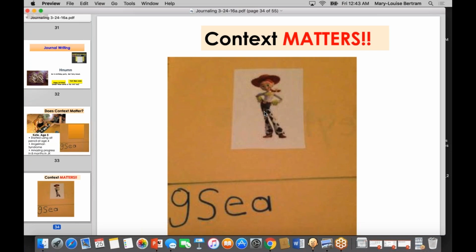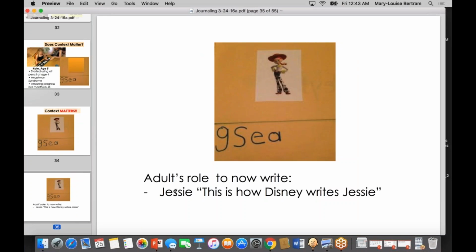So the feedback that we could give here is we could say, oh, look, wow, maybe you've written Jessie. This is how I write Jessie, or this is how Disney writes Jessie. And I might not write that on Kate's particular journal. She might not want anyone else writing on her journal, but I could write that on a post-it note and show her, or on a whiteboard and show her, this is how you've written Jessie. This is how Disney Jessie writes her name. So I'm providing that model and giving her that feedback.